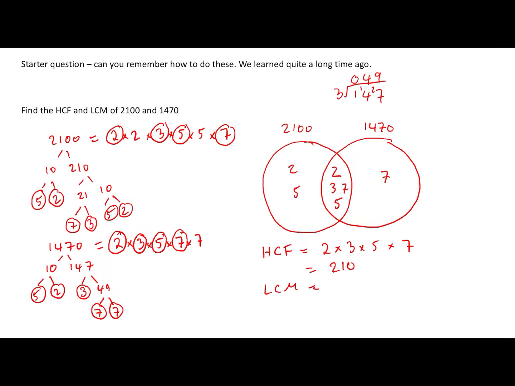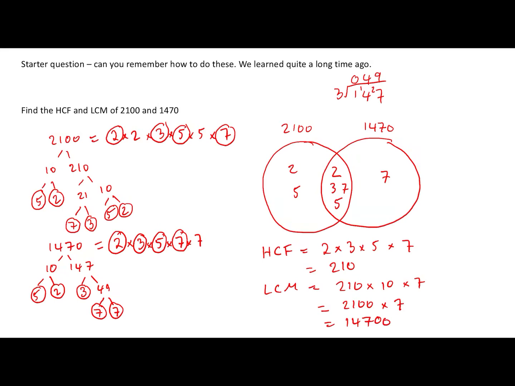The lowest common multiple is all the numbers that you can see multiplied together. So it's 2 times 3 times 7 times 5 times 2 times 5 times 7. Well, that's going to be 210 times 10 times 7. Let's see if I can do this quick. That's going to be 2,100 times 7. What's 7 times 21? That's 147.